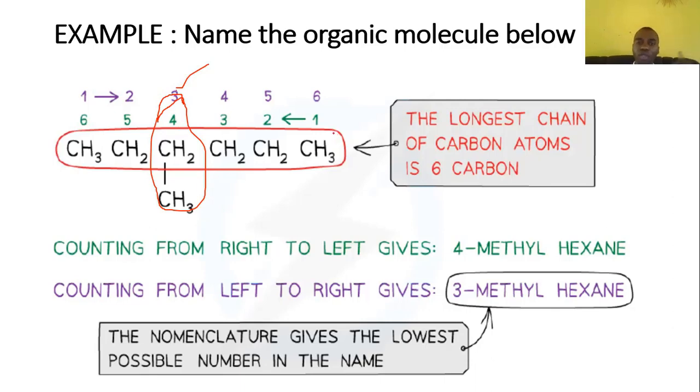Then you've also kept the parent name here. So the parent name is derived from the longest chain. So here we figured out that this one was what? Was hexane. Okay, so you keep the name hexane, okay? Then you also keep the number of the branch where it is branching from. Then also you take note what name is given to the branch.